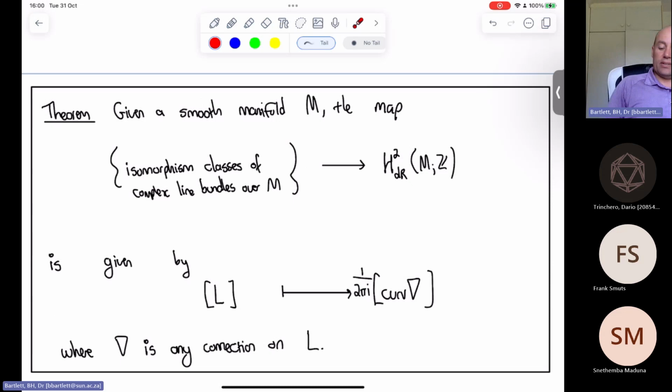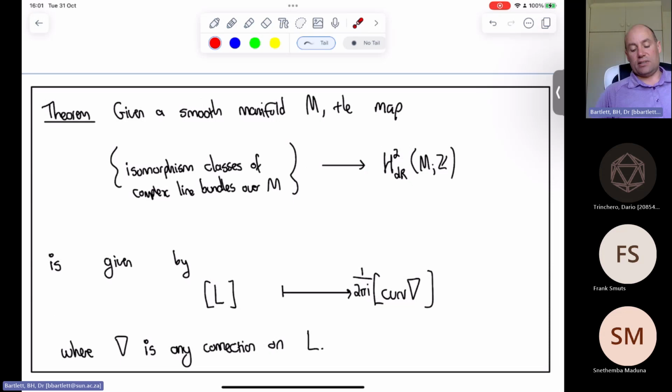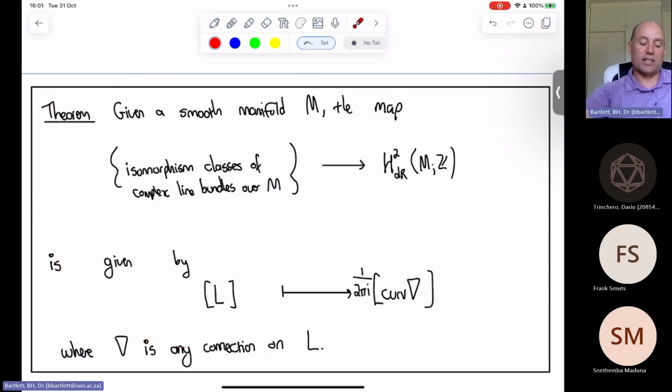And the way that it's working is I'm going to take a line bundle L, and I'm going to equip that line bundle with a connection, any connection. Then I'm going to calculate the curvature of that connection. That's going to give me a two form, and that's going to be my de Rham cohomology class. And it turns out that the cohomology class won't depend on the connection you chose. So this is a really nice way of extracting out the de Rham cohomology class representative of a complex line bundle.